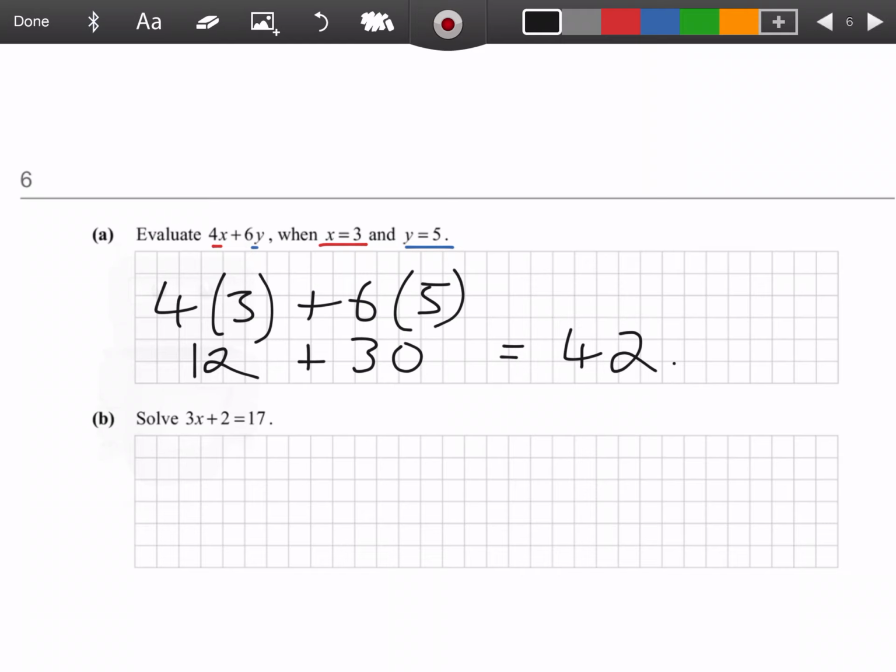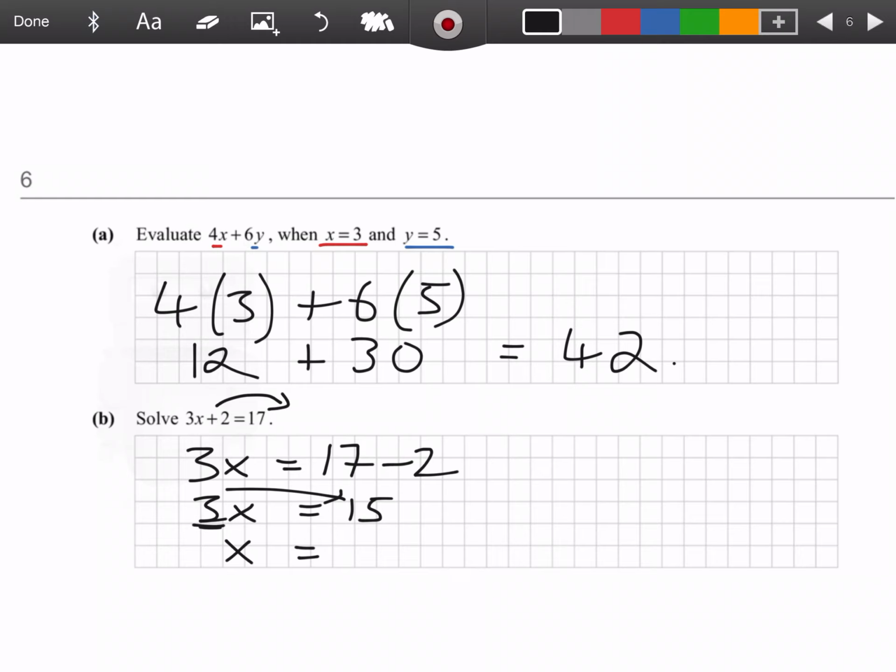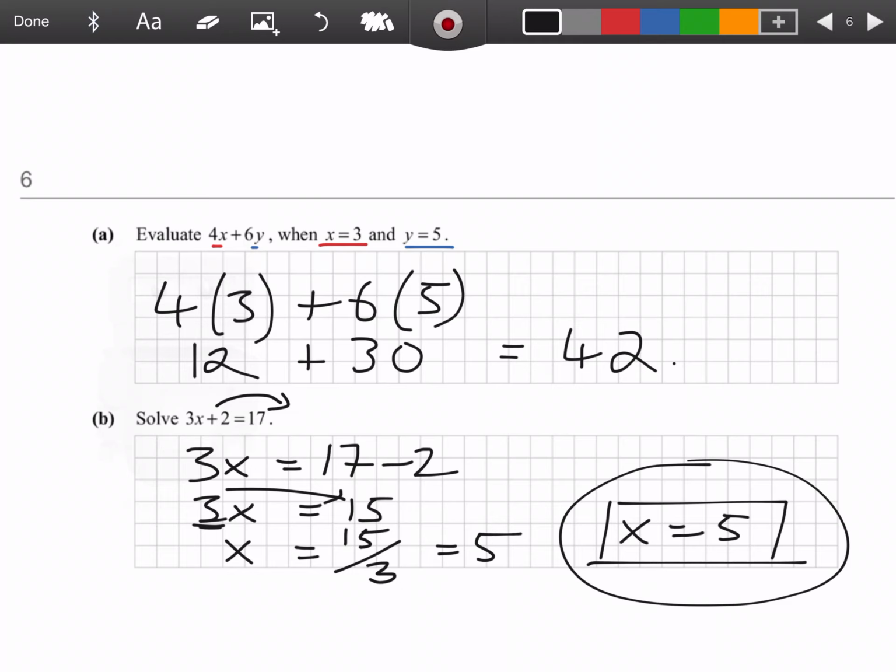Next bit, solve. 3x plus 2 equals 17. So, again, I want to end up with x equals a number. So, I'm going to keep my 3x on the left-hand side, and I'm going to bring the 2 over. It was a plus 2 over here, so when I bring it over, it becomes a minus 2. So, I end up with 3x is equal to 15. So to finish that one off, I have to keep the x on its own. The 3 over here is going to come over and it's going to become a divide. 15 divided by 3, which is 5, telling me that x is equal to 5. And usually I'd write my answer again at the bottom here on its own, just to make sure you're clear on what you know the answer to be.